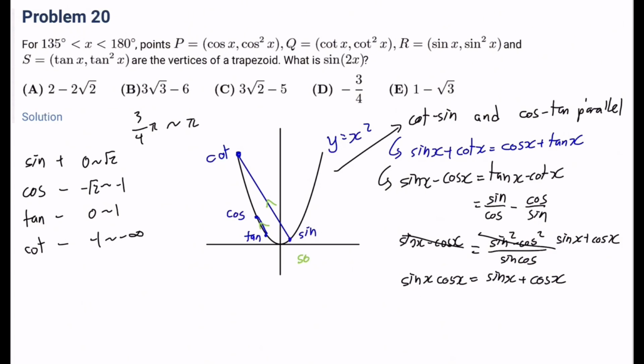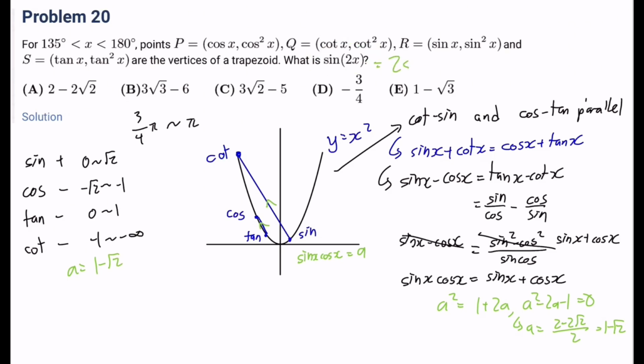This is going to give us that if we square both sides, and let's say sine x cosine x is a for simplicity, then we can say that this is a squared. So if we square both sides, it's going to be a squared equals sine x plus cosine x squared. That's just 1 plus 2a. So that's going to give us that a squared minus 2a minus 1 equals 0. So this gives us that a is equal to 2 minus 2 root 2 over 2. That's going to be 1 minus root 2. And so a is equal to 1 minus root 2.